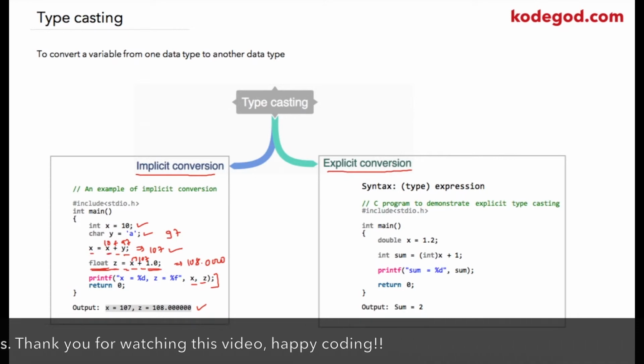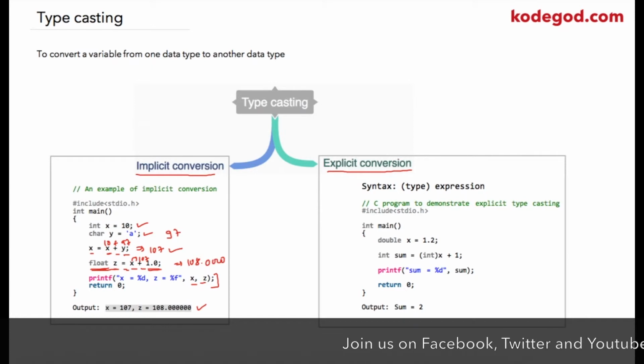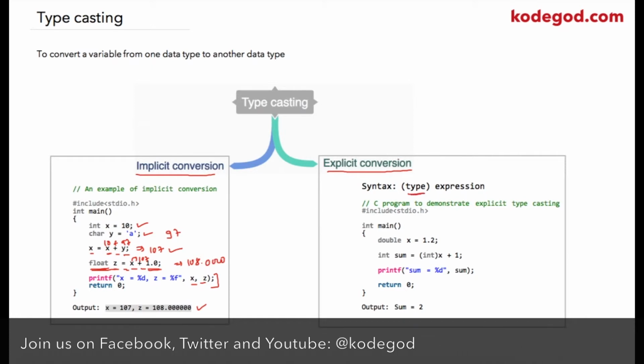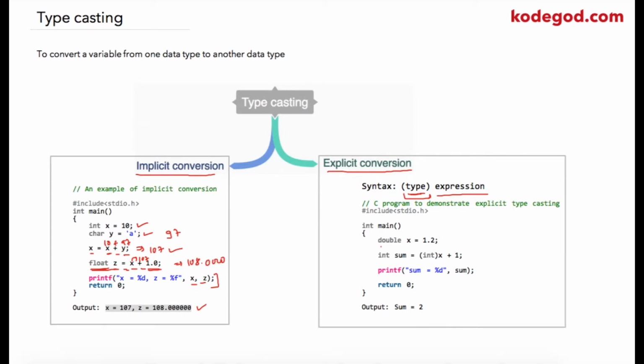However, we can do this explicitly, and the syntax for typecasting explicitly is that you specify your data type inside parentheses, and after that you can have your expression. So here is an example. I have double x is equal to 1.2 and then int sum is equal to (int)x plus 1.